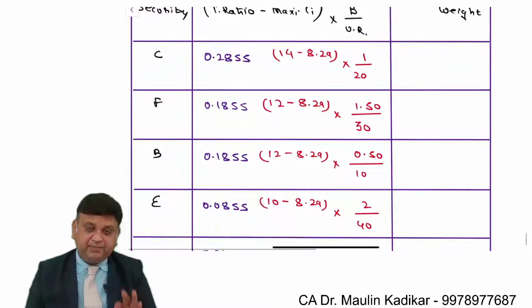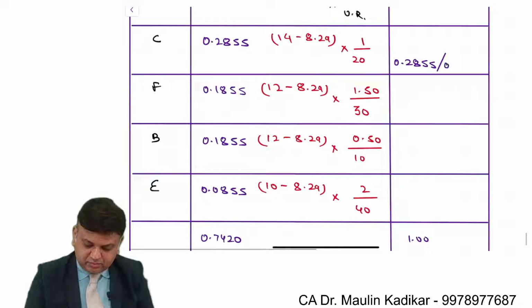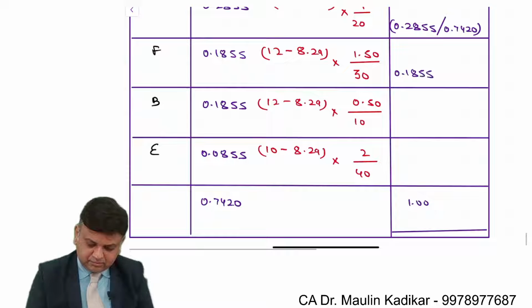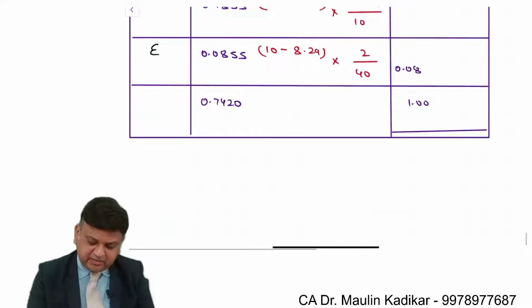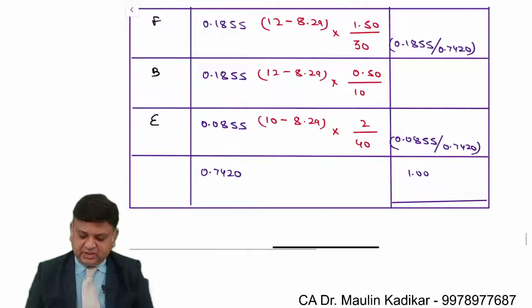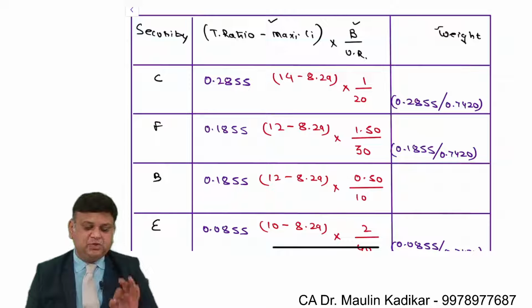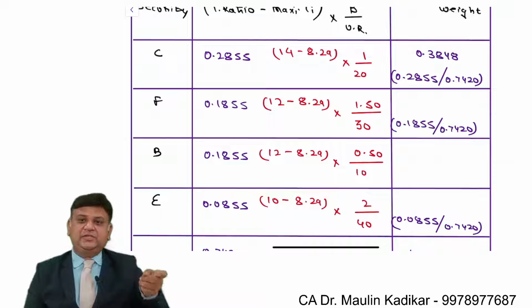So friends, what will happen? The proportion of the security C will be found like this: 0.2855 divided by 0.7420. Next, 0.1855 divided by 0.7420. Next, same, so we need not write once again, 0.0855 divided by 0.7420. That is the way we are required to find. So 0.2855 divided by 0.7420 is 0.3848. So 38.48% of funds should be invested in the first security.